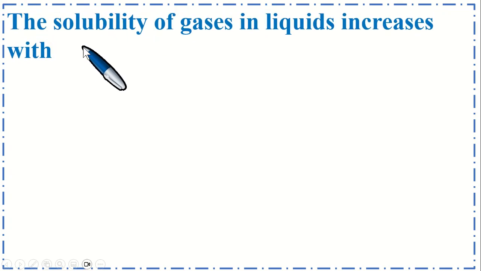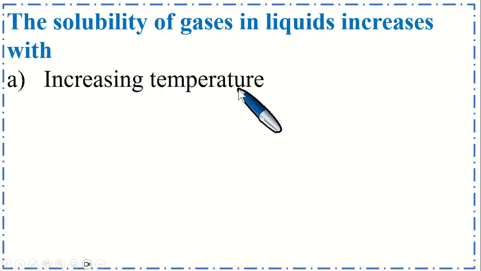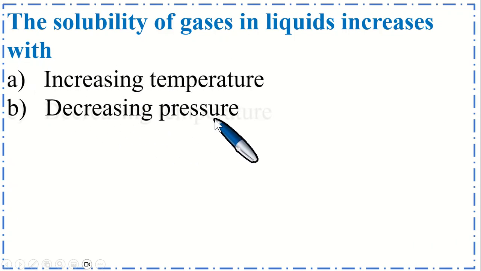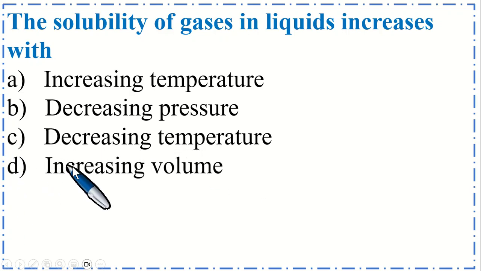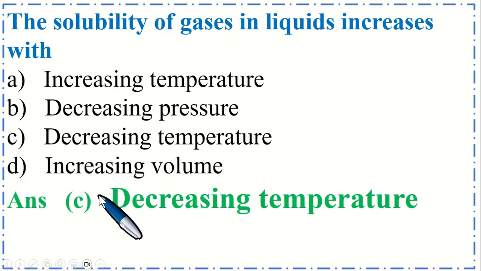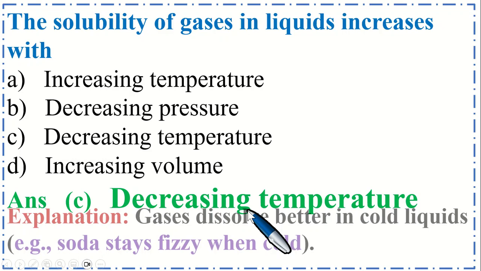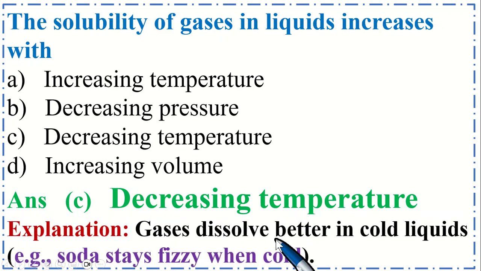So this is a very important MCQ. The solubility of gases in liquids increases with: option A, increasing temperature; B, decreasing pressure; C, decreasing temperature; and option D, increasing volume. So the correct option is C, decreasing temperature. Gases dissolve better in cold liquids.